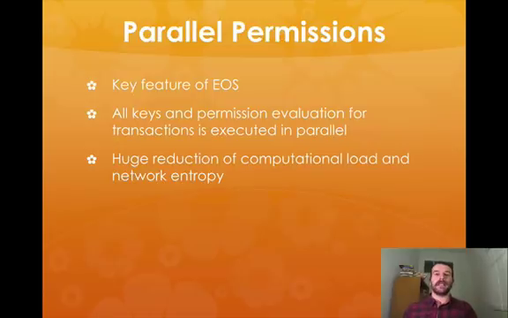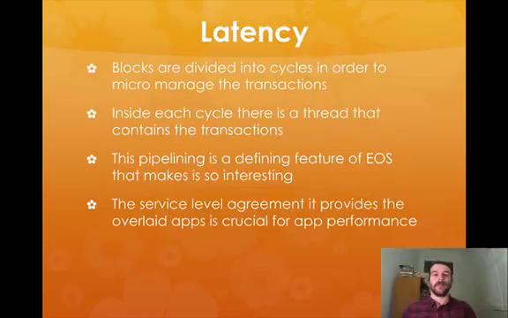This means that all keys and permission evaluation for all transactions can be executed in parallel. When replaying the blockchain to regenerate the deterministic state from the long messages, there is no need to evaluate the permissions again. The fact that a transaction is included in the known good block is sufficient to skip this step. This dramatically reduces the computational load associated with replaying an ever-growing blockchain. This is how EOS handles this problem with parallel permissions.